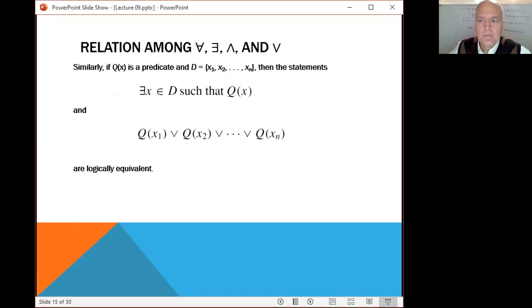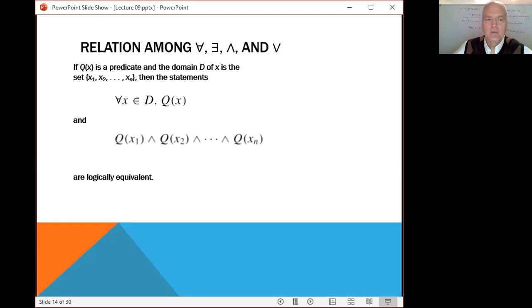And similarly, if Q of x is a predicate and we have the existential statement, there exists at least one element in our domain such that Q of x is true, we can see intuitively that that's equivalent to Q of x1 is true, or Q of x2 is true, or all the way through Q of xn is true. At least one of them has to be true for the existential statement to be true, whereas for the universal, every one of them has to be true.